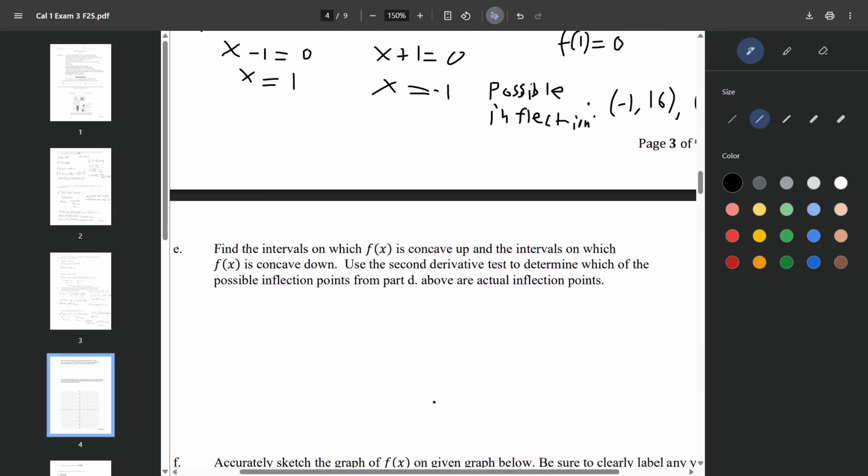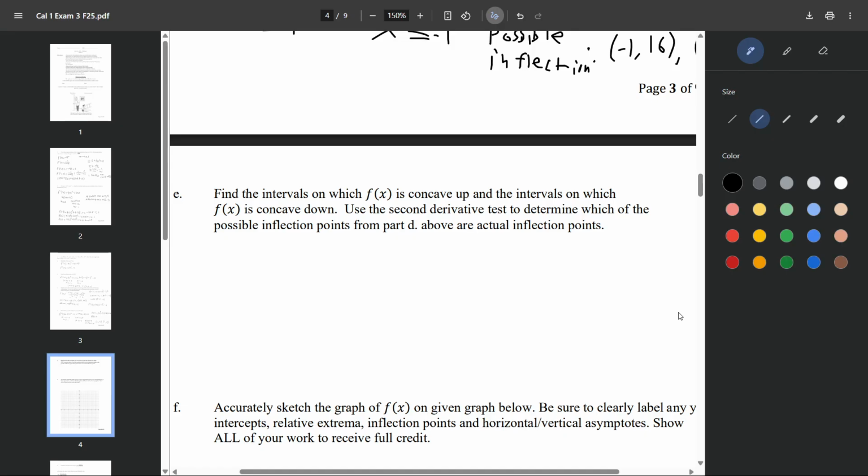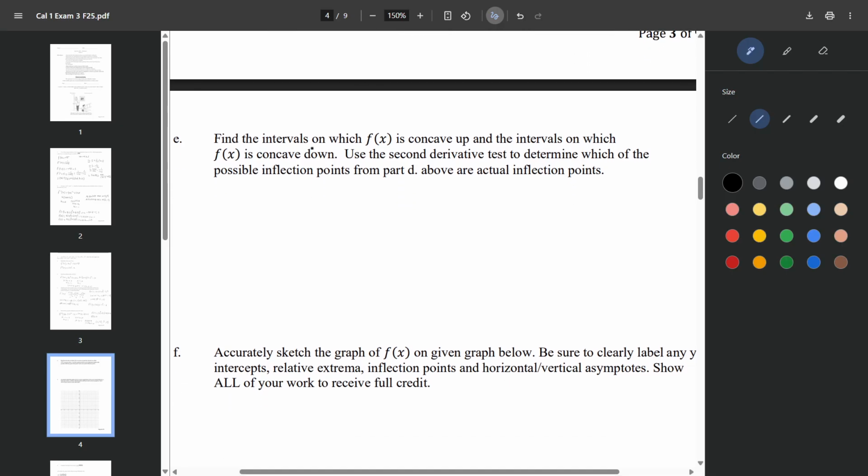Next up is E. Alright, so find the intervals on which f of x is concave up and the intervals on which f of x is concave down. Use the second derivative test to determine which of the possible inflection points from part D above are accurate inflection points. So similar to C, we will have f double prime of x. We'll put down a number line to see when it's going to be positive, which is concave up, and negative, which is going to be concave down for this case.